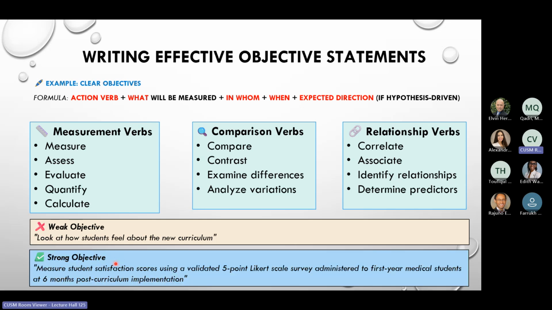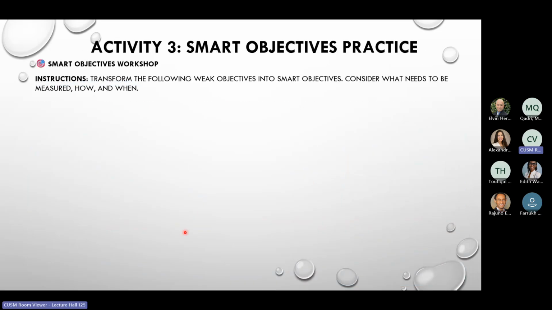Strong objective statements, they're very actionable. Measure student satisfaction scores using a validated 5-point Likert scale survey administered to first-year medical students at 6 months post-curriculum implementation. Wow, that's a mouthful. But it has every one of these elements: actions, what will be measured, in whom, when, expected direction of a hypothesized question. You'll notice here that a strong objective typically is highly specific, but also has a lot of text compared to a weaker objective here. Less specific and less action oriented.